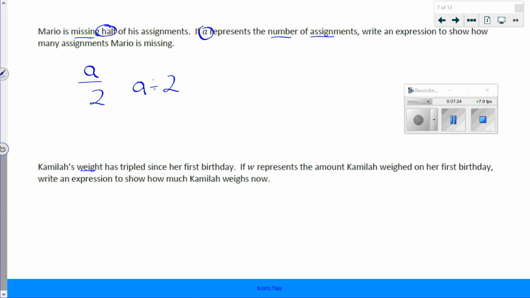Nope, Camila's weight has tripled since her first birthday. If W represents the amount she weighed on her first birthday, write an expression to show how much Camila weighs now. 3W, baby. First year would be a baby.